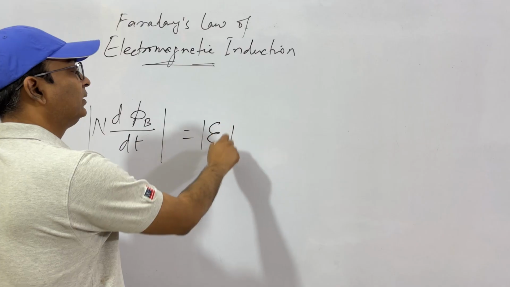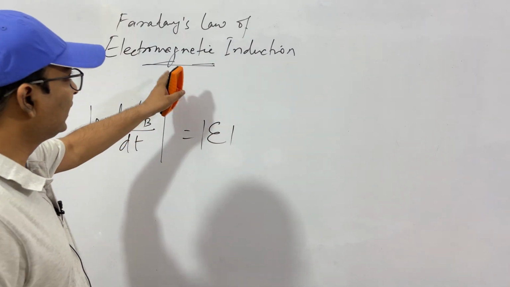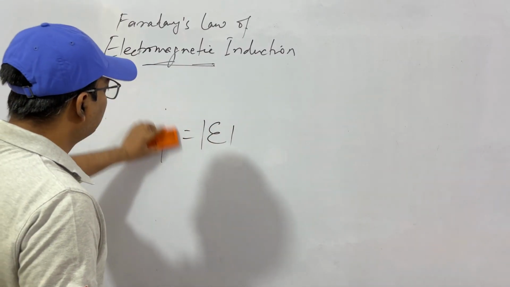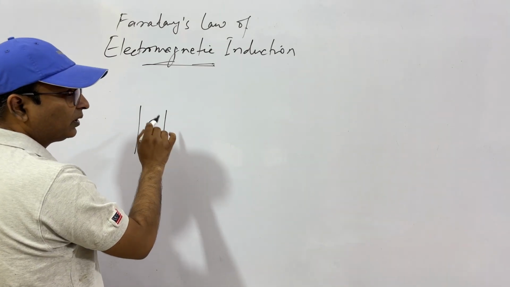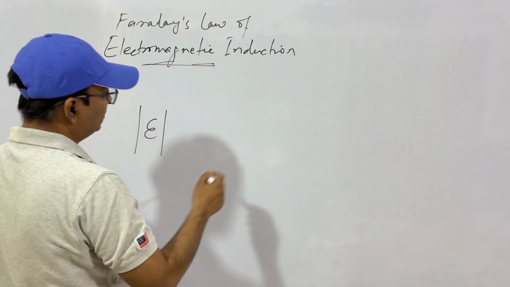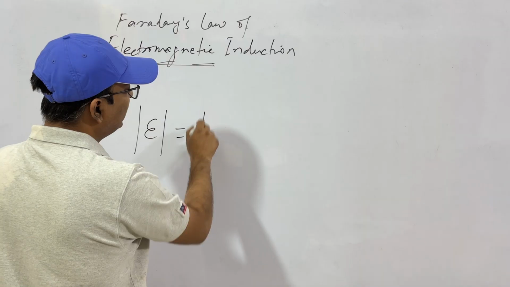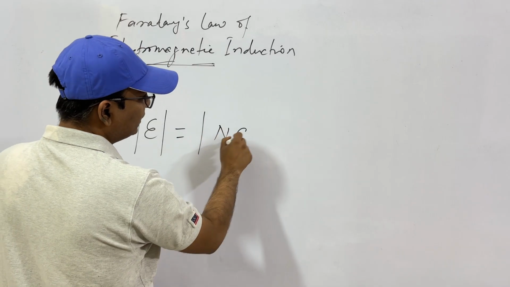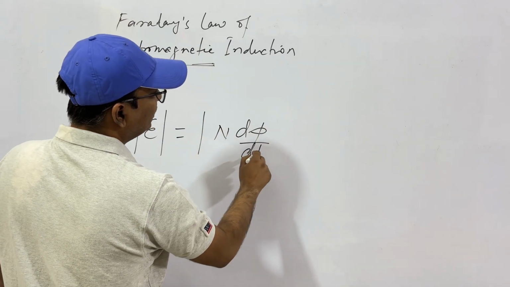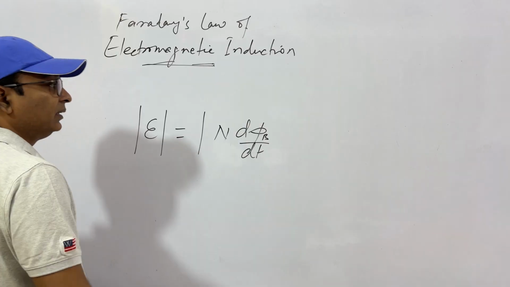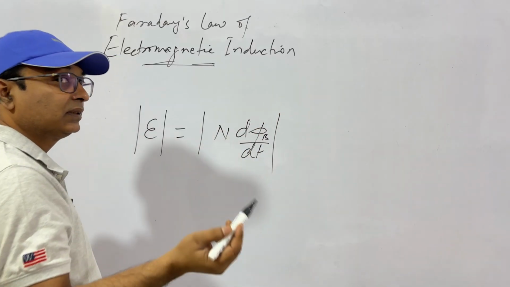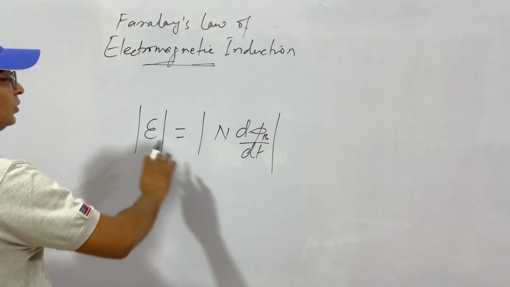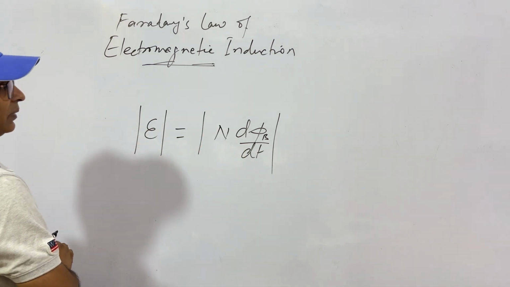We are talking of magnitude only. So Faraday's law of electromagnetic induction states that the magnitude of the electromotive force in a coil is equal to n number of turns times d phi by dt. Generally it is written with phi B, that is the flux due to the magnetic field, because otherwise we will get confused with flux due to electric field lines. So this is Faraday's law of electromagnetic induction.